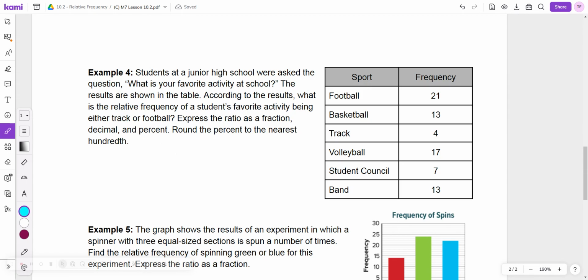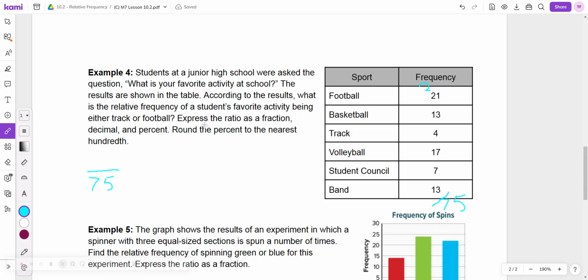All right, so let's first find out the total number of students. I'm going to add 21 plus 13 plus 4 plus 17 plus 7 plus 13. When I do that, 1 plus 3 is 4, 8, 15, 22, 25, and then 2, 4, 5, 6, 7. So a total of 75. In my denominator is going to be 75.